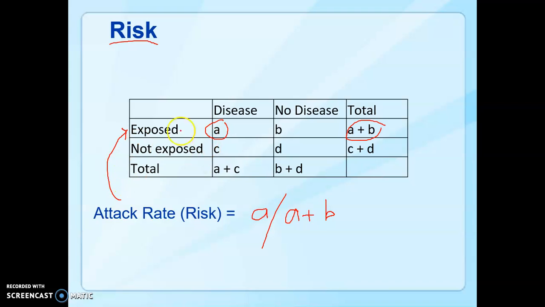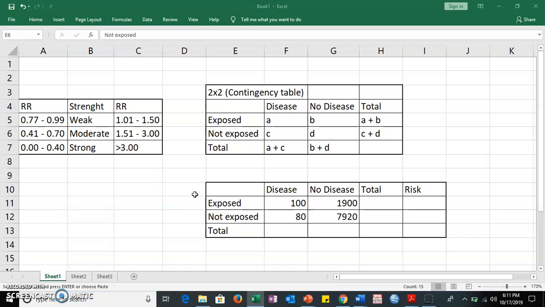For the unexposed, ang formula niya is C divided by the total number of the unexposed, so C over C plus D. So, mag-example ta. Let's say kani. So, para makuha ang risk, kailangan na to i-total.